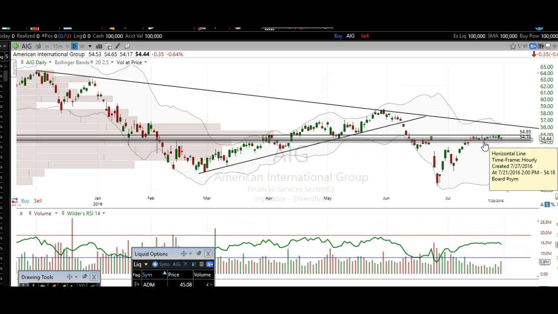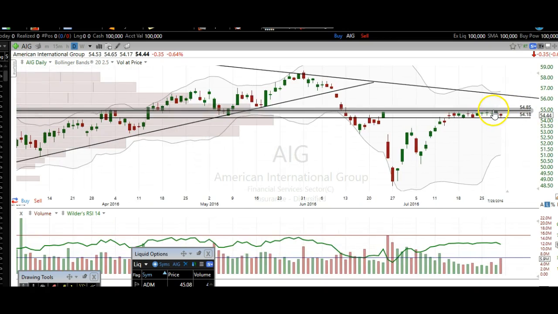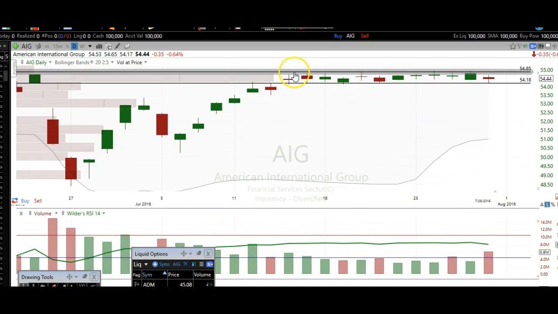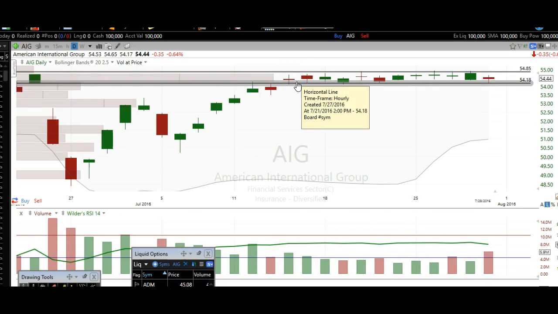So with that said, what I want to show you on AIG is we have this downtrend line. We started here in 2015, got a touch here, here, and then we're coming up to that level right now. More importantly, what we're seeing right here is this very tight range. I'm going to zoom in so you can see just how tight it is, between 54.20 and about 54.90 right here. A very, very tight range. We've been trading sideways for about 2.5 weeks right now without much action.